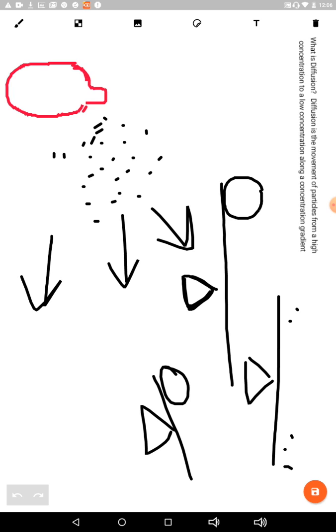So basically, after a while the Kool-Aid particles will be evenly distributed. Hence, you will have a solution that is fully distributed in terms of the particles, and the Kool-Aid color will be evenly distributed in the container. So now you would have a mixture or a solution.